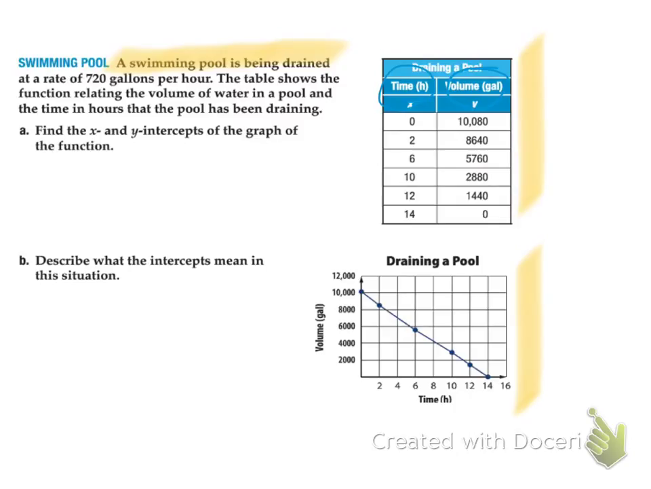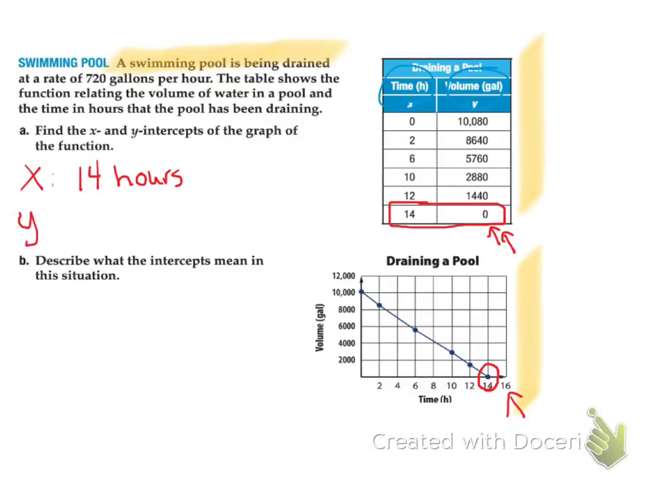Find the x-intercepts of the graph of the function. Alright. So if I look at the graph, I can easily see that on the x-axis, it's crossing at 14. So the x-intercept is 14 hours. Can you see that same place on the table? If you go where x is 14, notice that y is 0. So wherever there is a y value of 0, that is an x-intercept. So you can see it both in a graph and in a table. You won't always have both to look at.